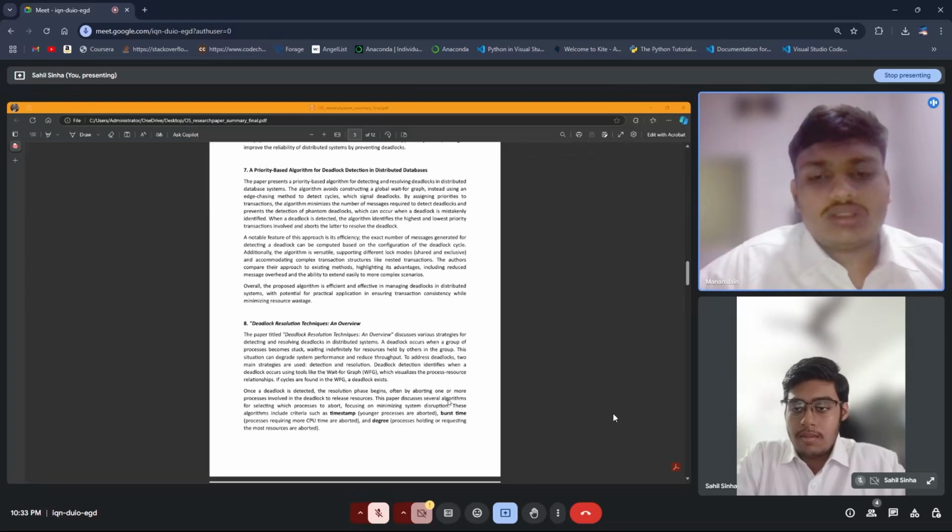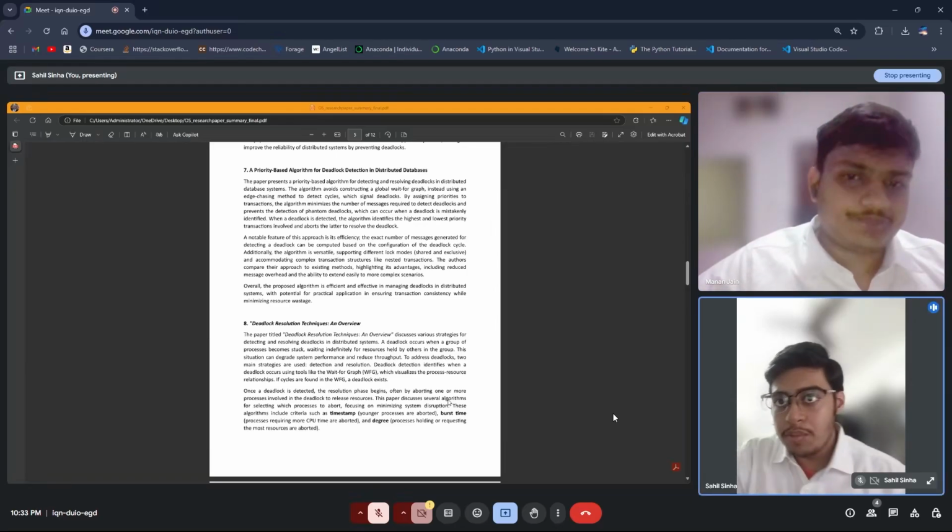When a deadlock is detected, the algorithm resolves it by aborting the lowest priority transaction involved. The method supports various transaction types, making it versatile and adaptable to different scenarios. Experimental results show that the algorithm is effective for use in real-world database systems.